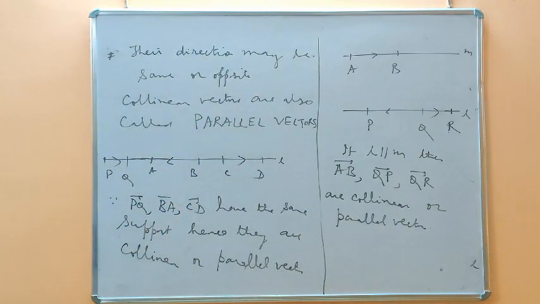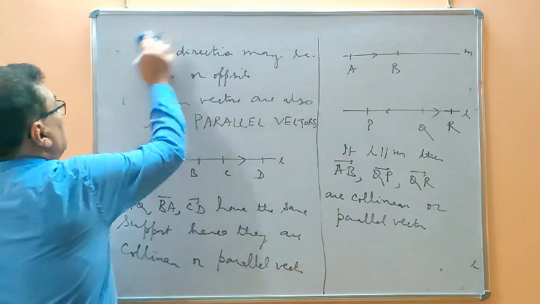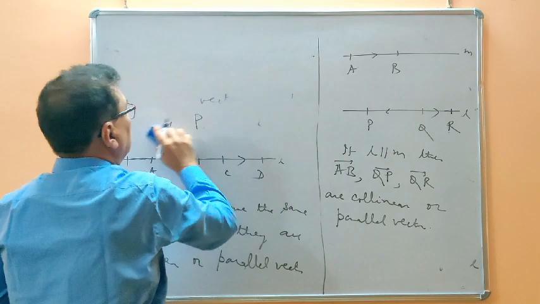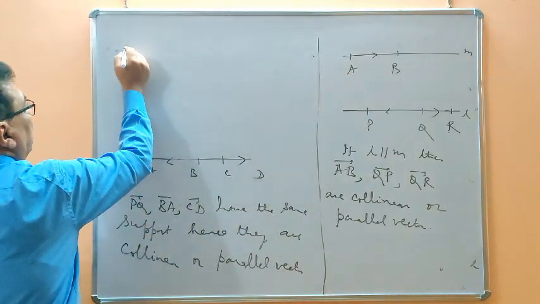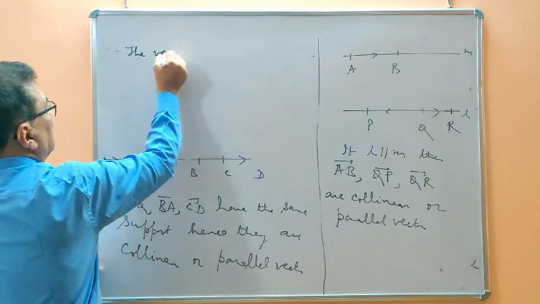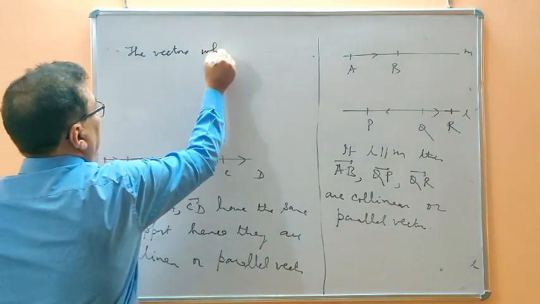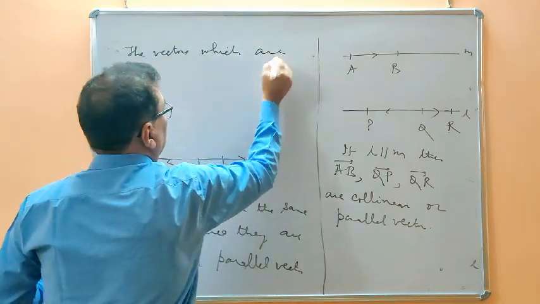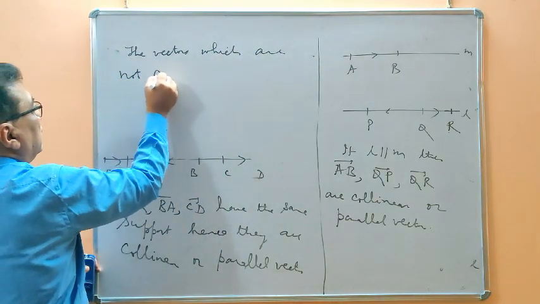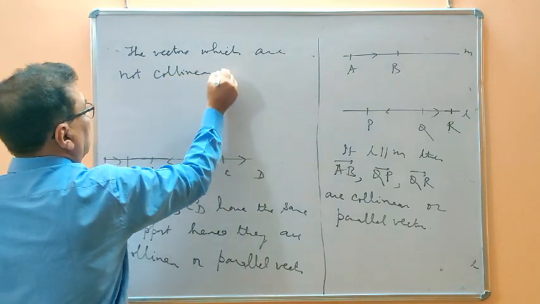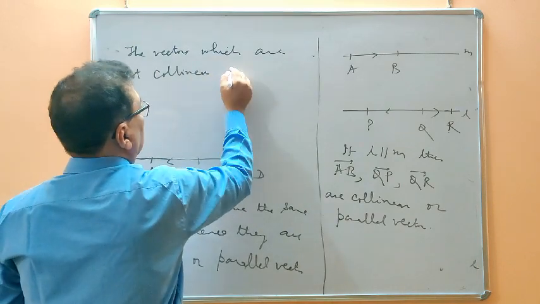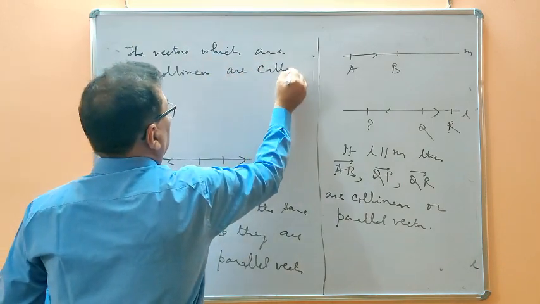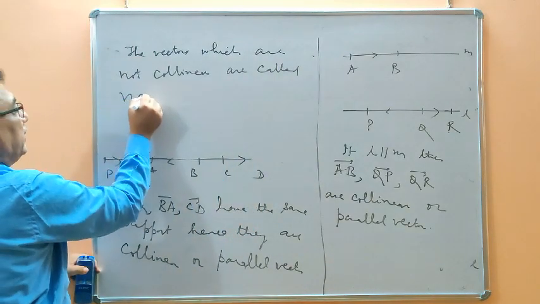Okay. Now next, co-initial vectors. So before that, we can say that the vectors which are not collinear are called non-collinear vectors.